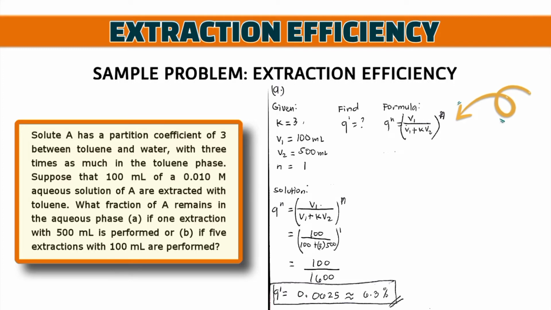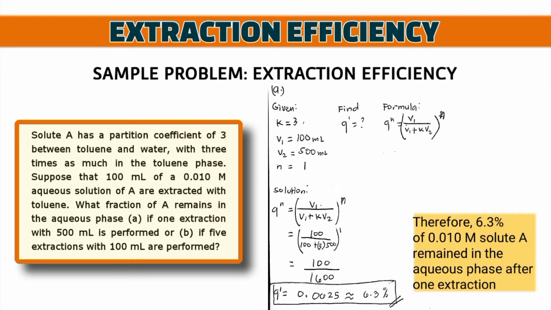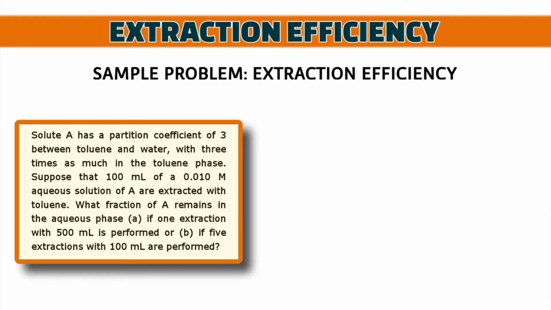Substitute all the given values in the formula, and that will give us 100 over 100 plus 3 times 500. Solving it will give us 0.0625, or approximately 6.3%. That means that 6.3% of solute A remained in the aqueous phase after one extraction using 500 ml toluene. Let's proceed to solving for situation letter B.